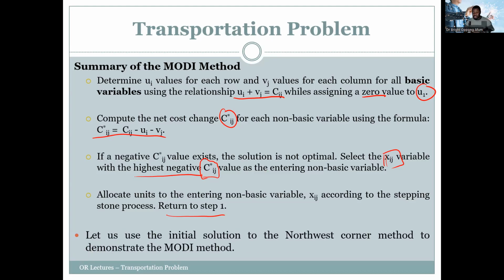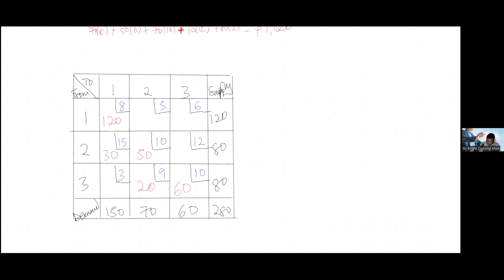So again, we'll go to our whiteboard and we would use the initial solution from the northwest corner method that we had for this particular problem, and we'll demonstrate the MODI method. So stay with me as we move on to our whiteboard. So that's it for the northwest corner method. So there's an initial solution from the transportation problem.